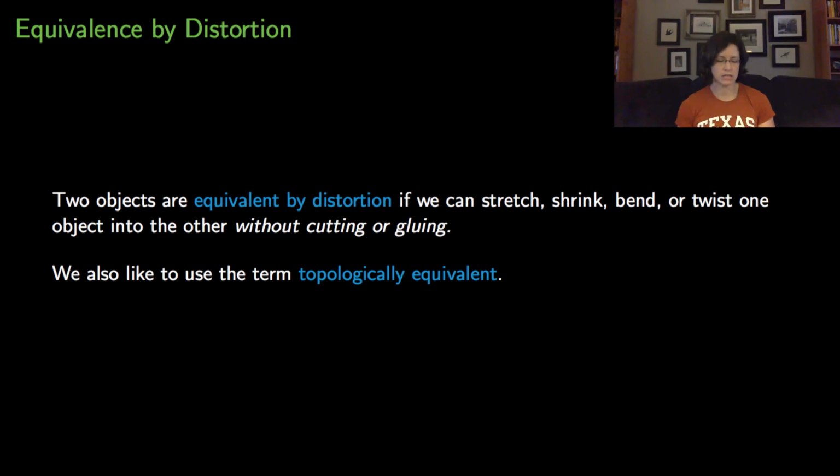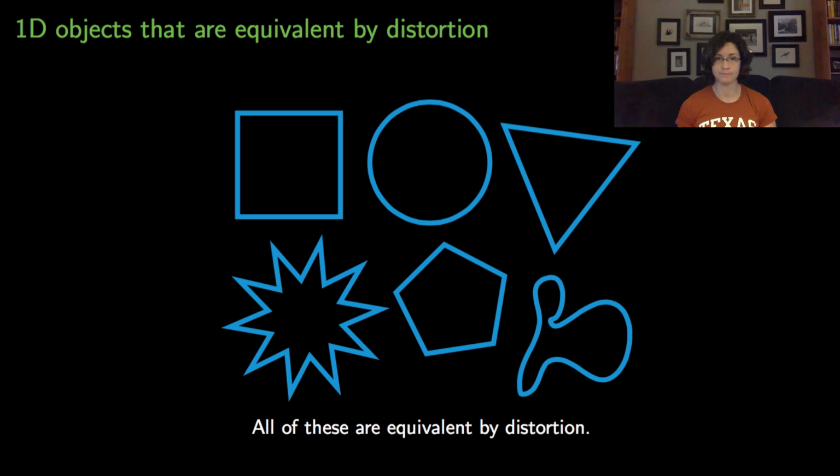So what you do is you pretend that they're made of infinitely stretchy rubber. And if one shape can be distorted, if it can be grown or shrunk, if you can pull out little corners and make points, if you can warp it around, and if you can distort one shape into the other, we're going to call those two shapes equivalent by distortion. And the rules are you can't cut and you can't glue, you can't poke new holes. And so that's what equivalent by distortion means.